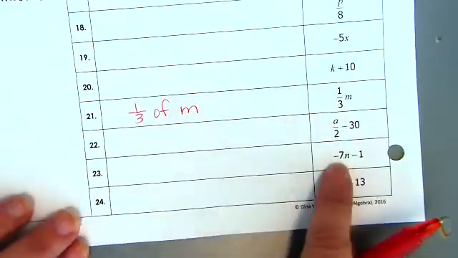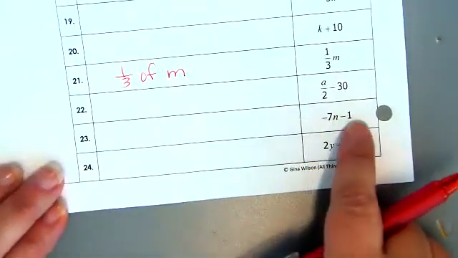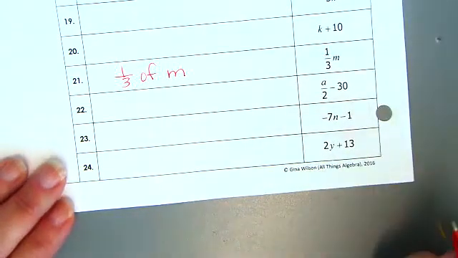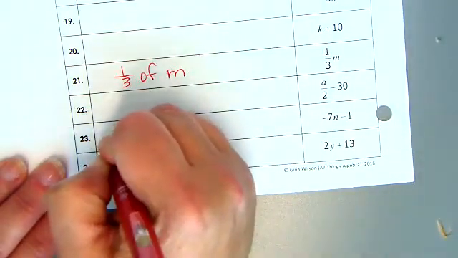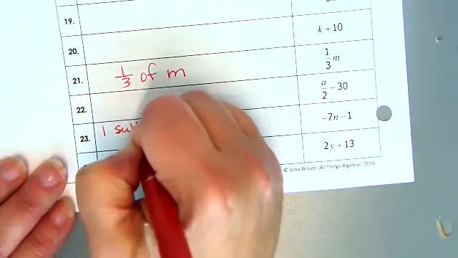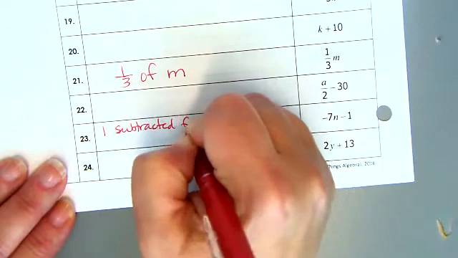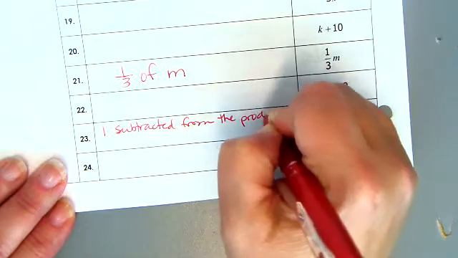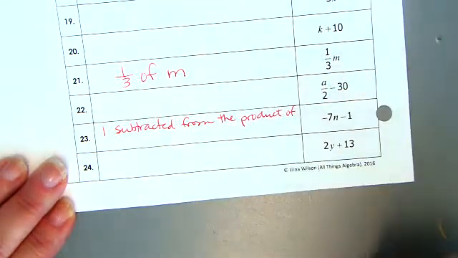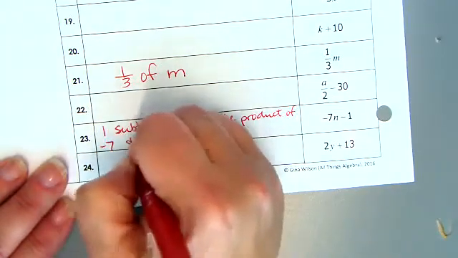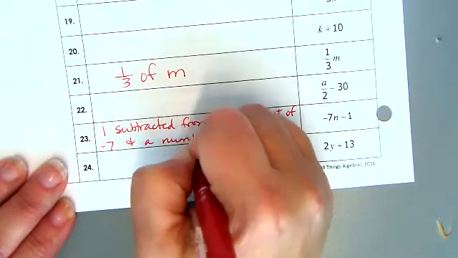23, if I'm looking at this, okay, I've got several operations going on here. I've got the multiplication, and I also have the subtraction, okay? So I could do -1, or no, not -1, that's 1. So I'm going to do 1 subtracted from the product of -7 and a number.